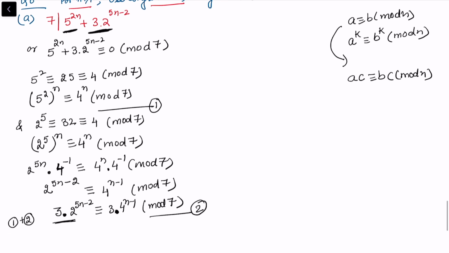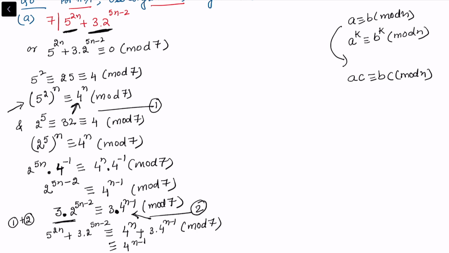We get here 5 to the power 2n plus 3 into 2 to the power 5n minus 2. This is congruent to 4 to the power n, plus from equation number 2, 3 into 4 to the power n minus 1. Both are with respect to mod 7. Take out 4 to the power n minus 1. Inside we will have 4 plus 3, which is 7. So this is 4 to the power n minus 1 into 7 mod 7.